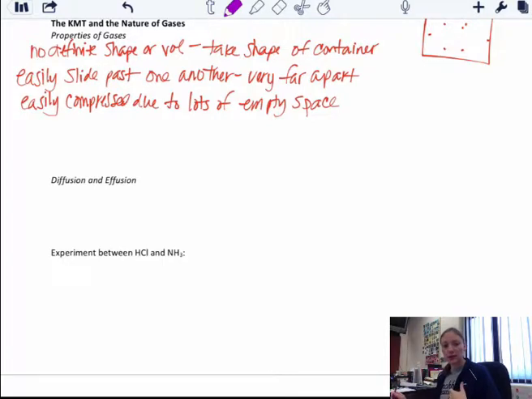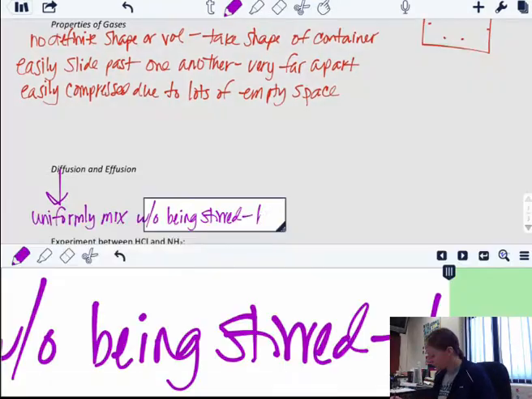If a gas diffuses, think about a candle sitting out on a desk. If you light the candle, after a while the room starts to smell good. That is diffusion. Diffusion is where gases will just uniformly mix without having to stir them at all. And heavier ones tend to move slower, lighter ones move faster.